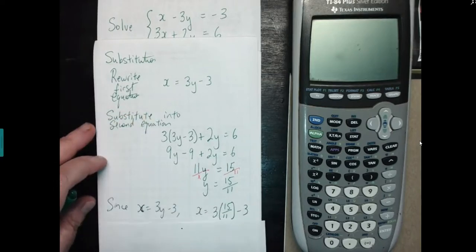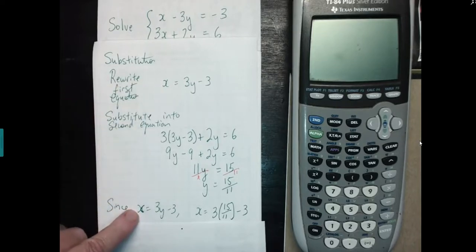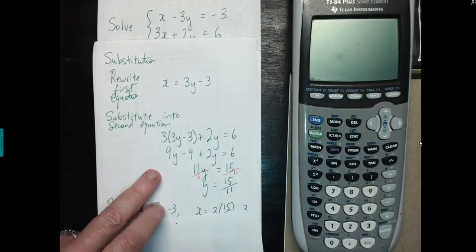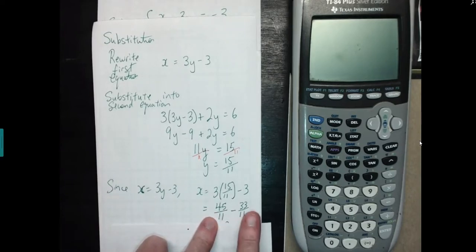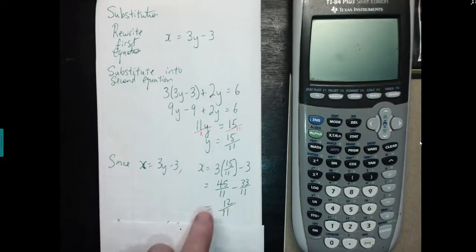And what I'm going to do now is go back to this equation that I got, and I'll plug 15/11 in for y into that. And so 3 times 15/11 is 45/11. So then I have 45/11 minus 3. But if you don't have a calculator and you just want to do that, then rewrite 3 as 33/11. Make it a fraction with 11 in the bottom. You put them together, you get 45 minus 33 all over 11, or 12/11.